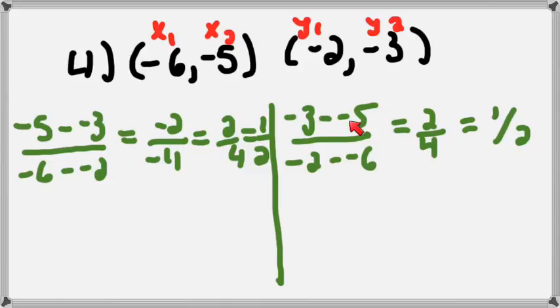If I switch the subtraction problem around for the y's, it will look like this, and negative 3 minus negative 5 is the same thing as negative 3 plus positive 5, which is going to give me positive 2. And then if I switch these around, it's negative 2 minus negative 6, and that's going to give me positive 4. 2/4 is the same as 1/2, and again I got the same exact answer.